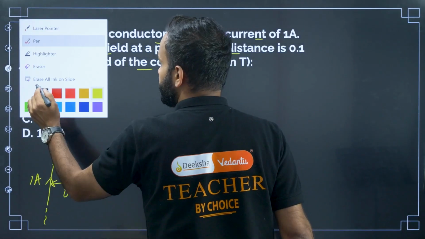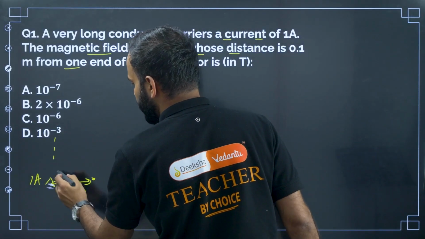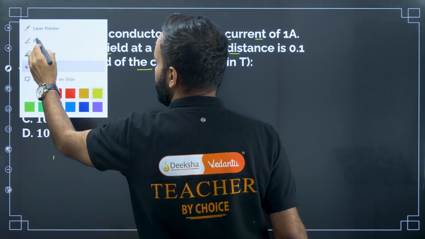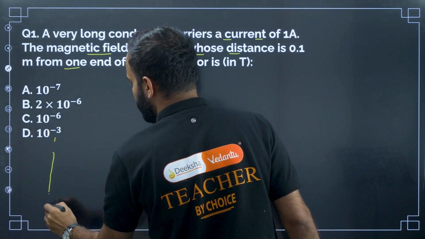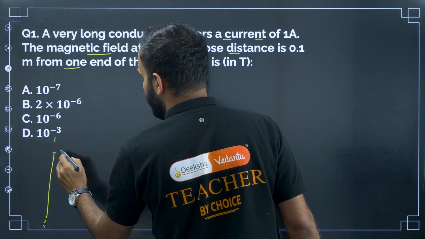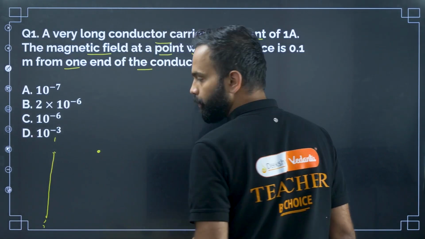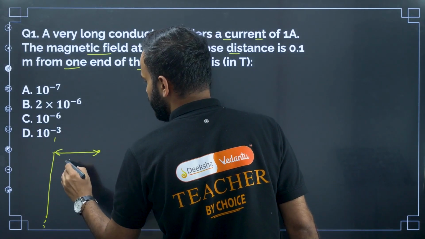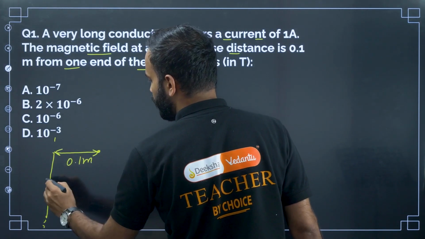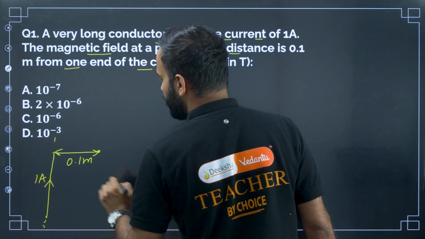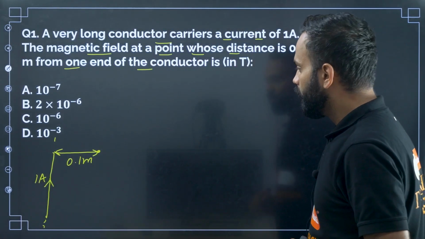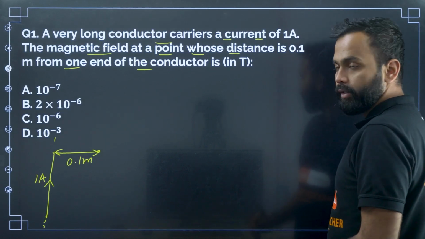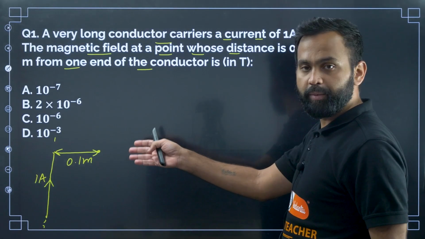Sorry, here the diagram is wrong, right? So this is the very long conductor, and this is the point where we need to find the magnetic field. Here the distance is 0.1 meter, and I equals 1 ampere. So this is a semi-infinite wire, right? What is the magnetic field due to the semi-infinite wire?